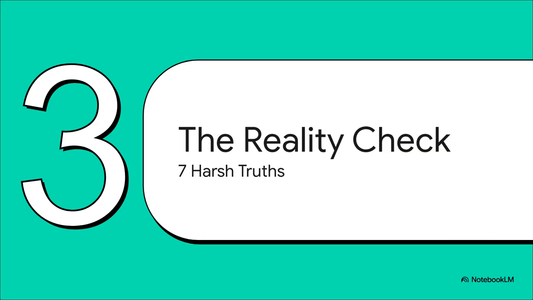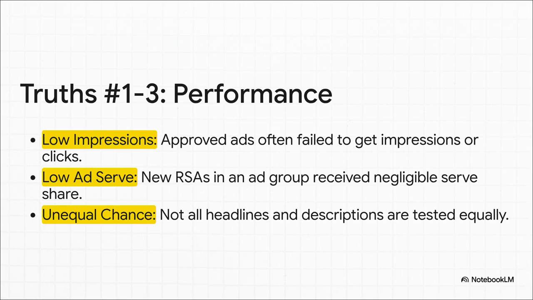And that brings us to the real meat of this, the reality check. Because this analysis uncovered 7 pretty harsh truths about what actually happens when you hand the keys of your campaign over to Google's RSA algorithm. The first 3 truths are all about a really fundamental problem, just getting your ads to perform at all. The analysis found that even when ads were approved, they often struggled to get any impressions or clicks. If you added a new RSA to an existing campaign, it would barely get served. And maybe the biggest kicker, the AI didn't test all your headlines and descriptions equally. It would just pick its favorites early on and stick with them, which kind of defeats the whole purpose, right?